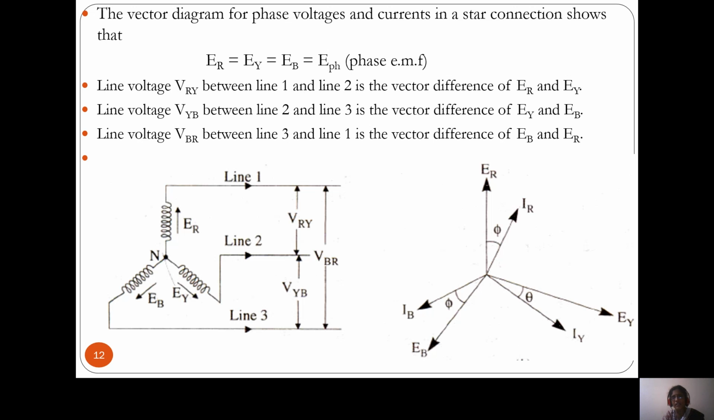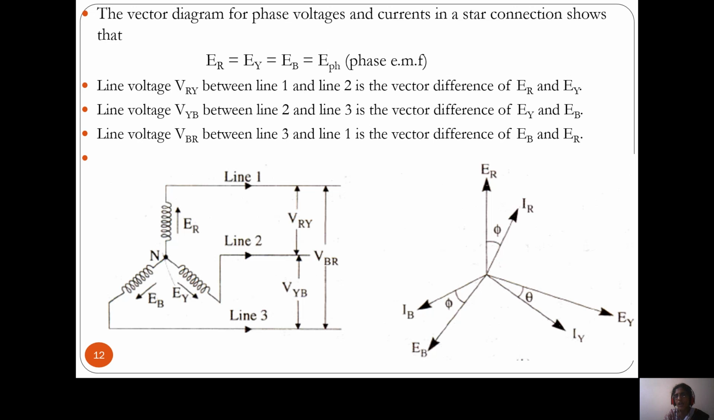We know that the three phase voltages ER, EY and EB are equal in magnitude and displaced by 120 degrees, and the currents IR, IY and IB depend upon the load. When there is an inductive load, the current will be in a lagging position.